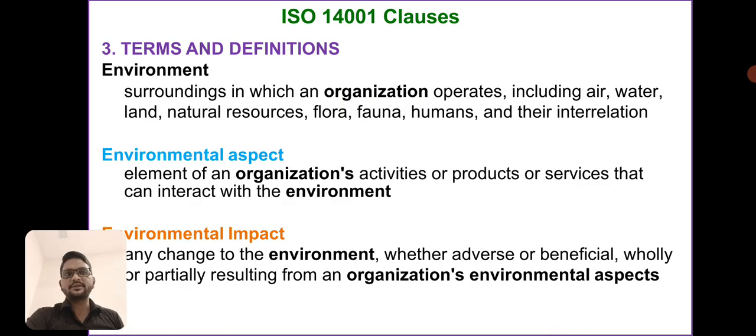Next are the terms and definitions that are used in ISO 14001:2015. First is environment. Environment means surroundings in which an organization operates, including air, water, land, natural resources, flora, fauna, humans, and their interrelations. Next is the environmental aspect, an element of an organization's activities or products or services that can interact with the environment. Aspect means interaction with the environment.